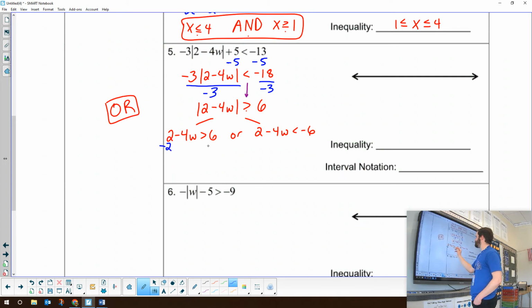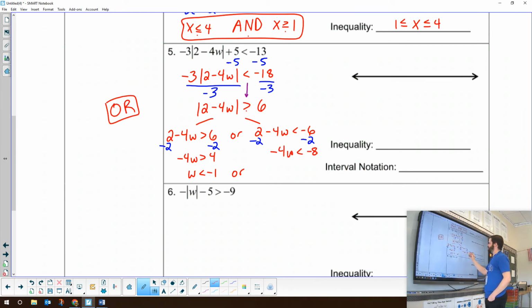Now we're just going to minus 2 to both sides, get negative 4w is greater than 4, divide both sides by negative 4, and we're going to get w is less than negative 1. Once again, since we divided both sides by a negative, we end up with w is less than negative 1, or if I minus 2 to both sides here, we're going to get negative 4w is less than negative 8. Divide both sides by negative 4, and we're going to get w is greater than positive 2.